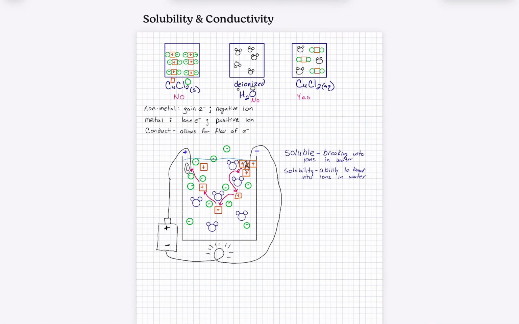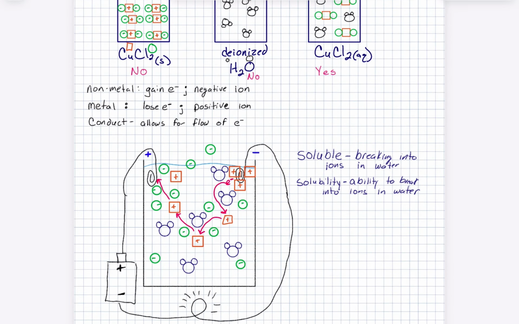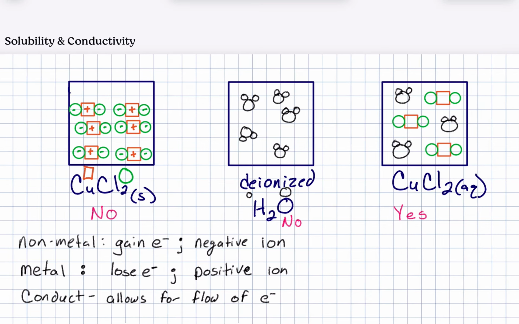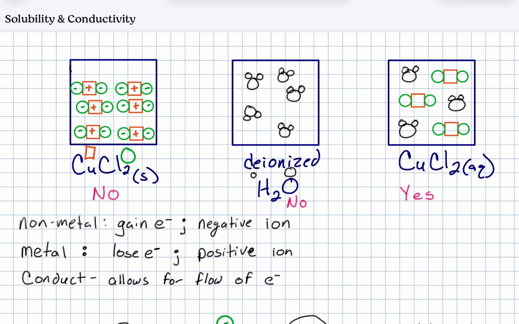This is a quick review of solubility and conductivity. In class, we had 3 different substances. I had copper chloride as a solid. I had deionized water, which I don't have labeled here, but I had deionized water in its liquid form. And I had copper chloride as an aqueous solution.